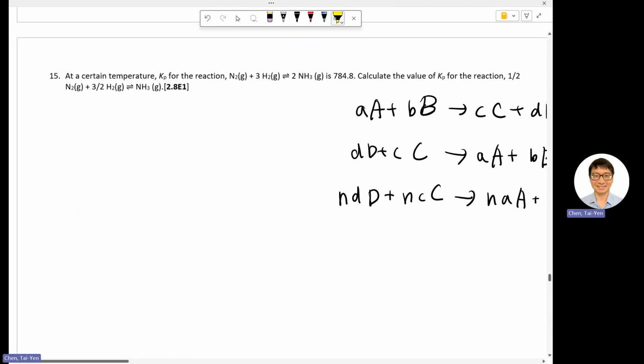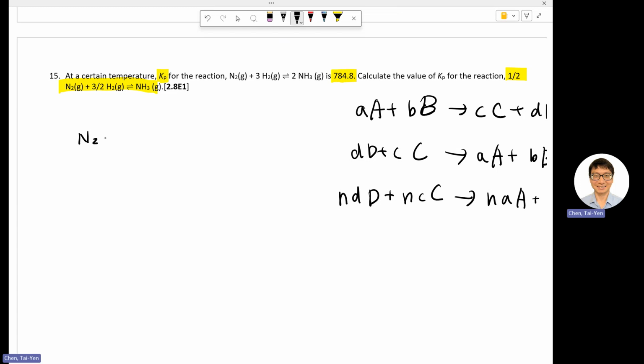So in this question, it says for a certain temperature, the Kp for a reaction is this. Calculate the value of Kp for another equation. This is a very typical question. It gives you an equation and a K, and then it gives you another equation to compute the equilibrium constant for. So let's apply these rules here. What you need to do is compare, what's the difference between these two equations?